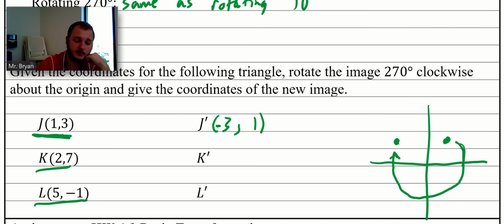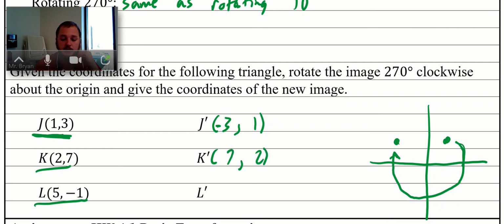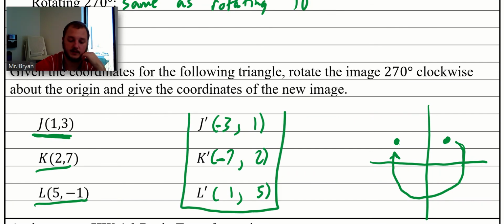So with K being (2, 7), I switch this to be (7, 2). And then which one do I need to change? Same thing as before. I'm changing the sign on the X coordinate here. And then same thing with L prime, I switch them. So (5, -1) becomes (-1, 5). And then which sign do I need to change? Same thing as before, we change the X coordinate. So since it's negative 1, I could just erase this, and now it is positive 1. And this would be my final answer here.